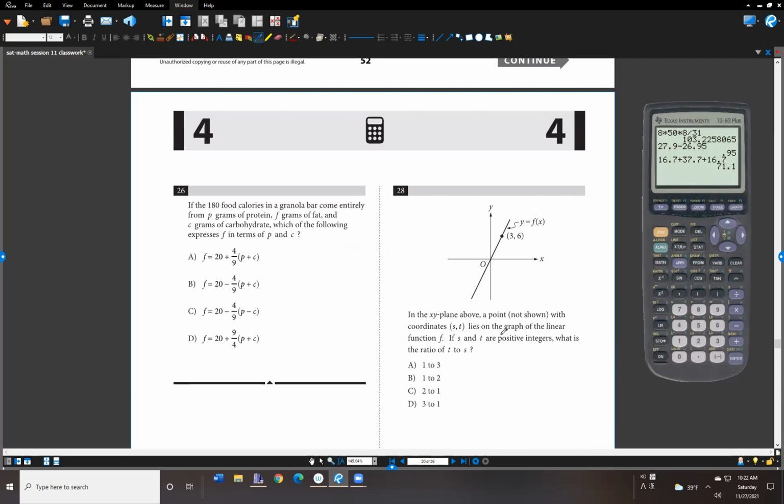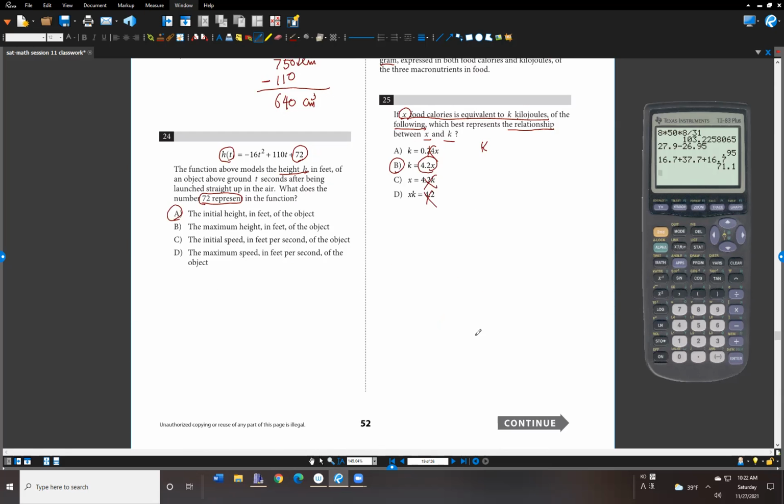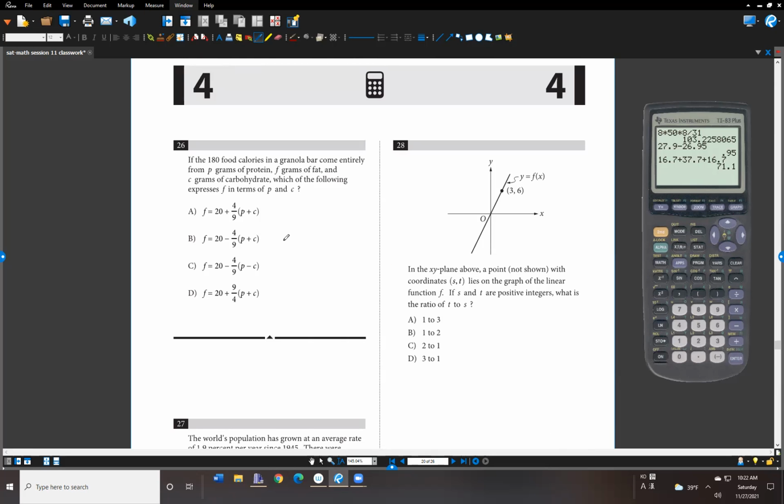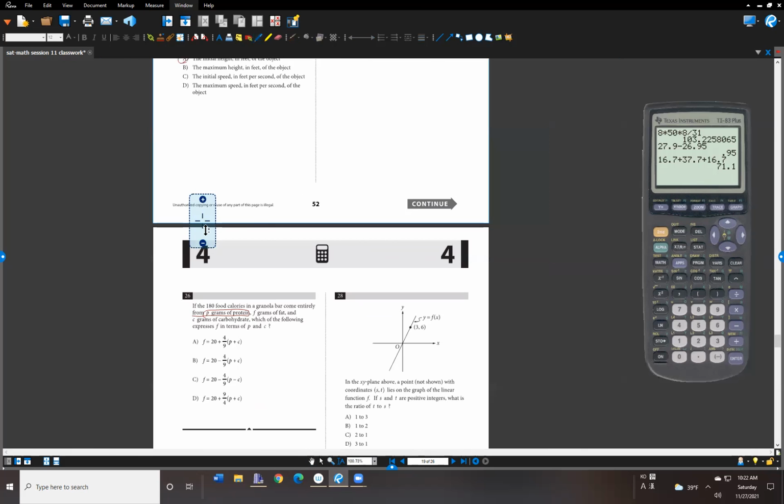Okay, this is number 25. If 180 calories in the granola bar contain P grams of protein and F grams of fat, I'm going to write that. It's a bit confusing. Give me a minute. I need to see the table.